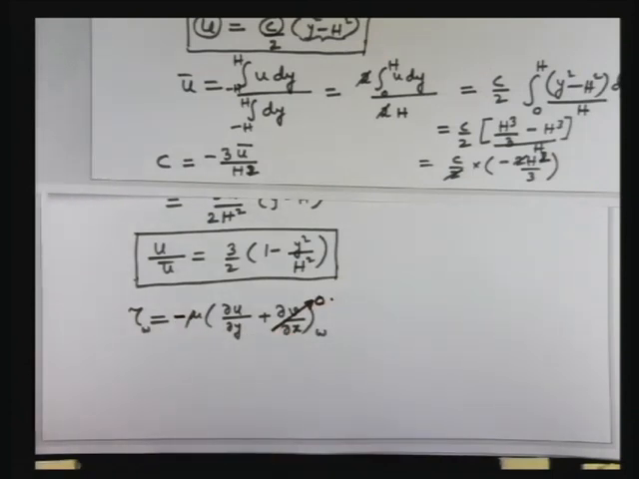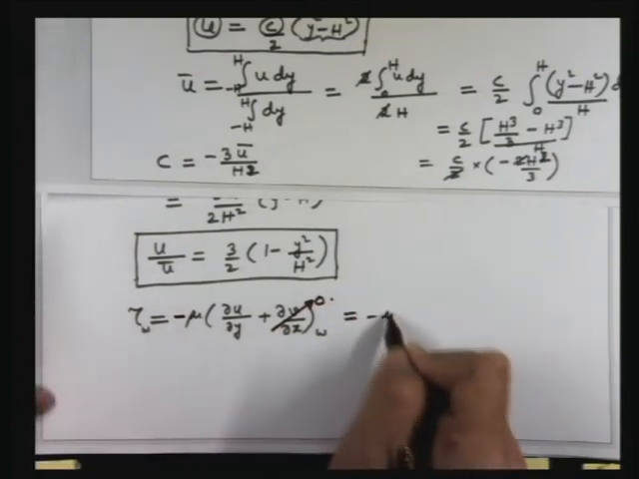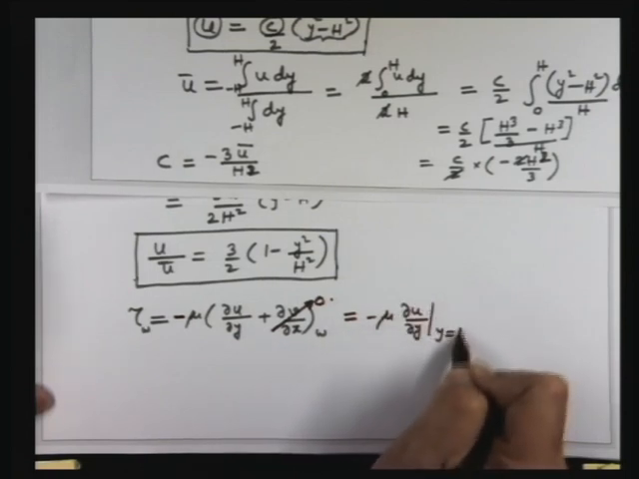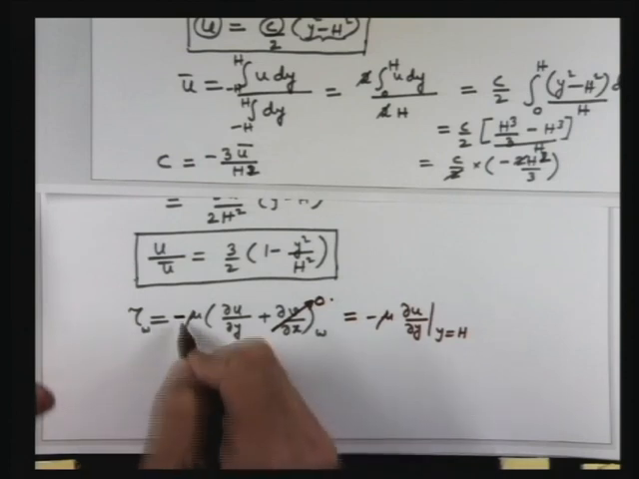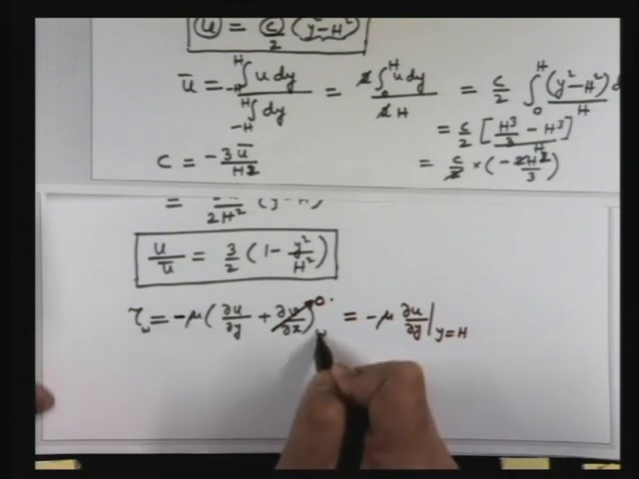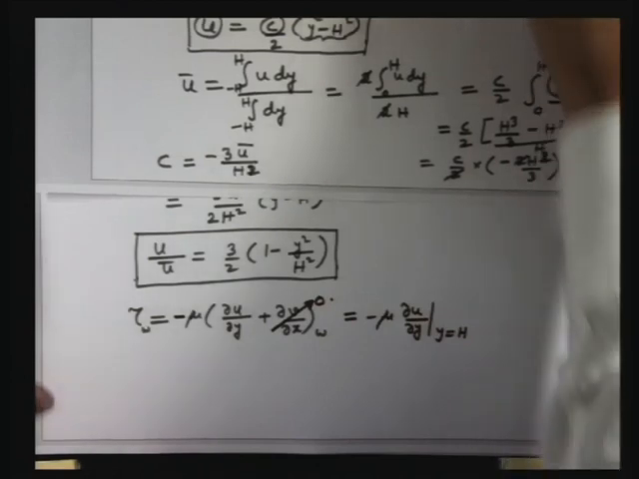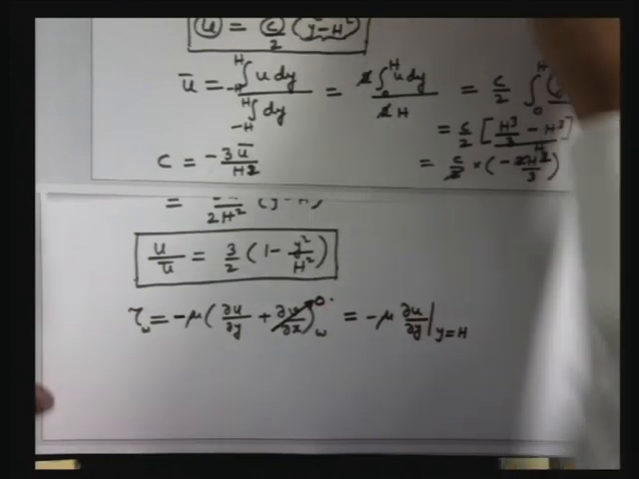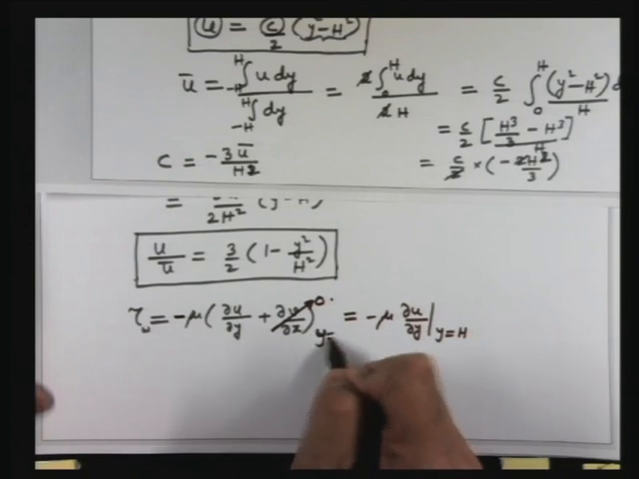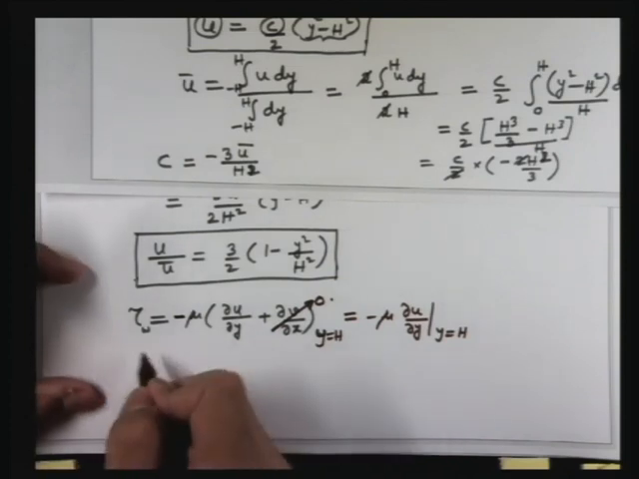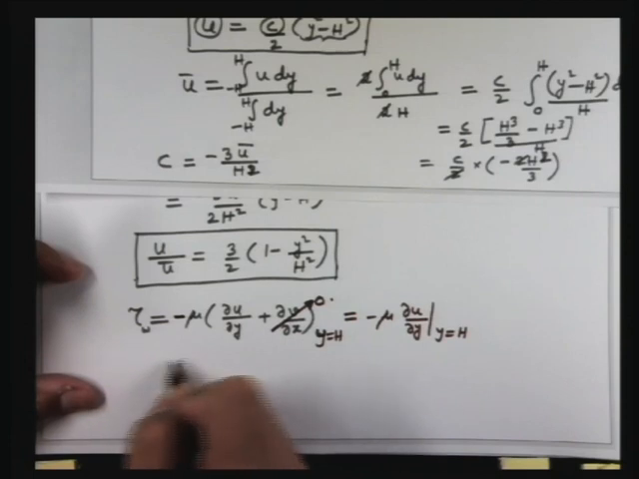So minus mu del u del y at y equal to h. So plus or minus depending on which wall. The top wall has normal minus y and the bottom wall has normal as plus y. So this is y equal to h we must write, not just any arbitrary wall. Depending on which wall, the normal direction is either plus y or minus y. So we can complete this.